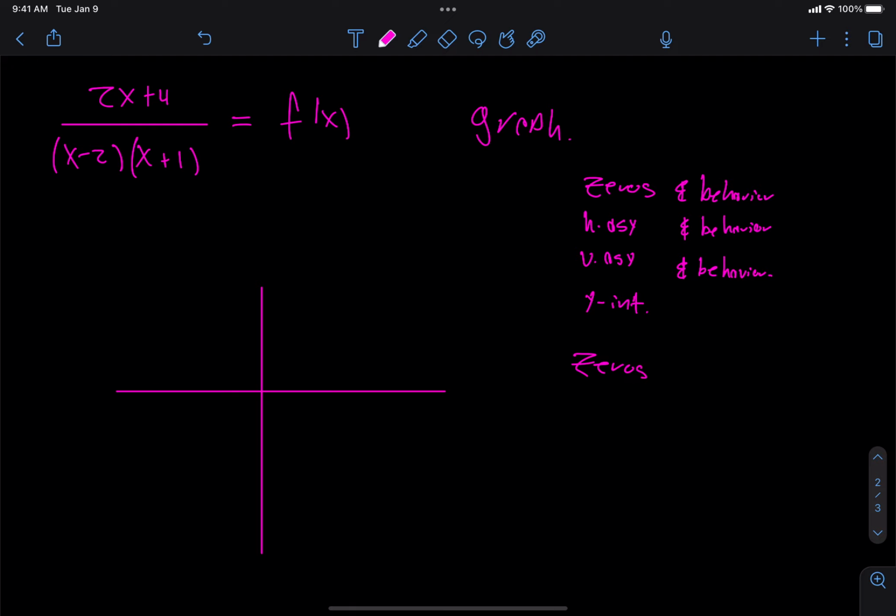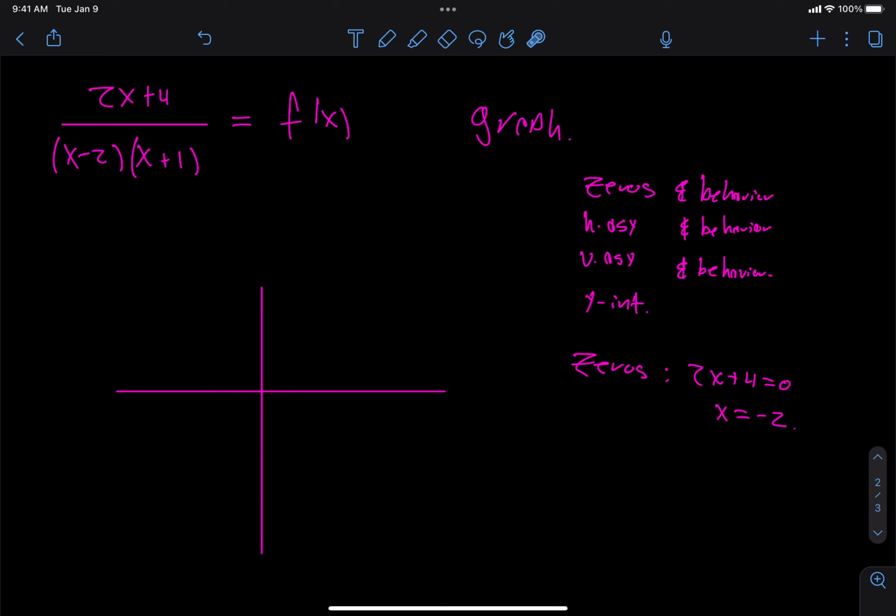So for the zeros, we just check when is 2x minus 4 equal to 0. 2x plus 4 equal to 0, sorry. So we get x equals negative 2. Yeah? x equals negative 2.